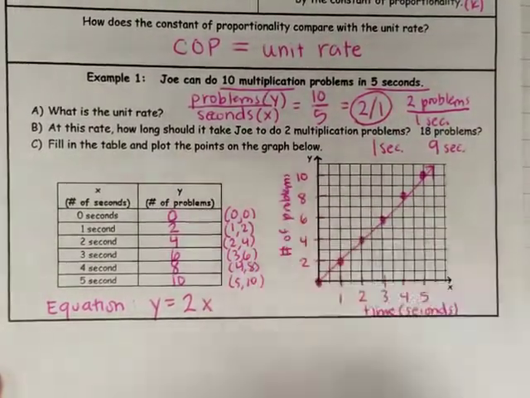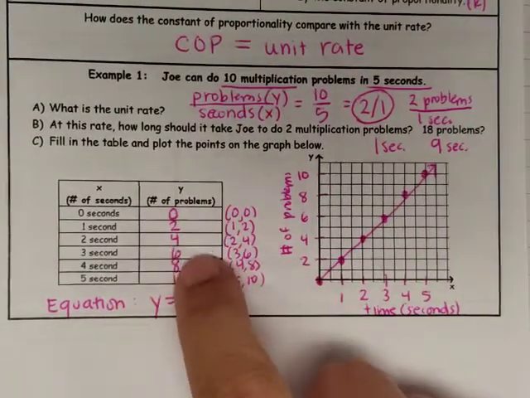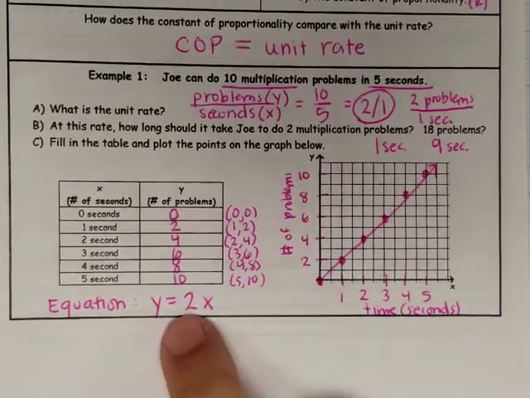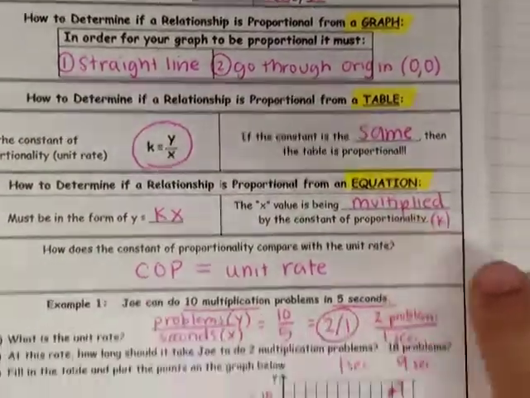And then you just put X. So from the table, we were able to determine that it was 2 problems every second. So that's where we got the 2 from. So let's check all 3 things. Do they fit in the rules for graphs, tables, and equations?